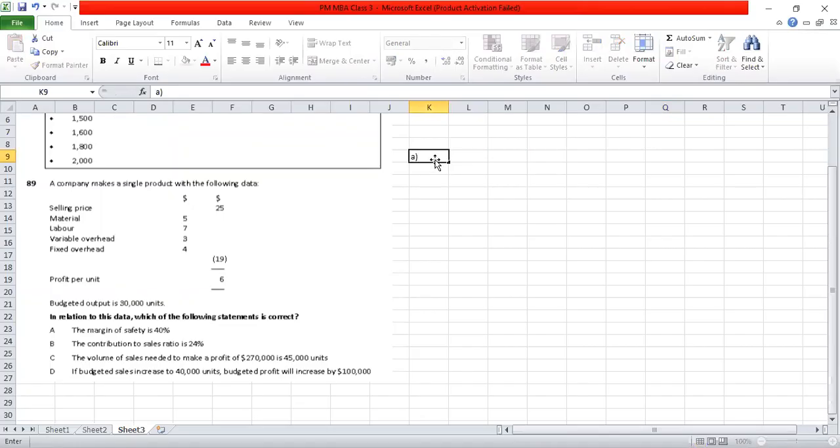A says that margin of safety is 40%. What is margin of safety? The actual sales minus break-even sales, or budgeted sales minus break-even sales. So find out what the budgeted cost per unit is. Margin of safety is 40%. So budgeted output is there. Break-even output is what we have to calculate. So how do we calculate break-even output?